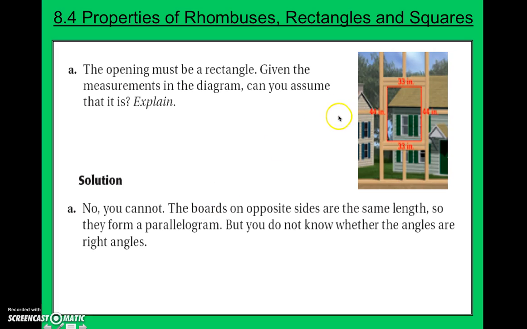So can we say that it's a rectangle? We cannot. The opposite sides are congruent. However, in order to be a rectangle, we need to have four congruent right angles. And we do not have that information. They may look like it, but it is not information given to us. So we certainly cannot assume that it is true.